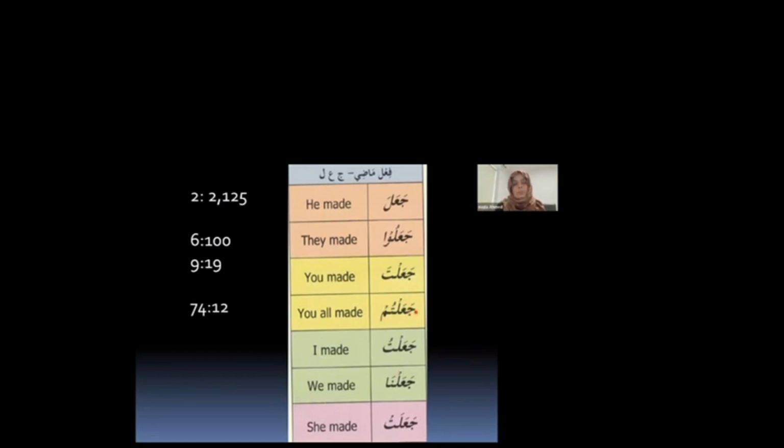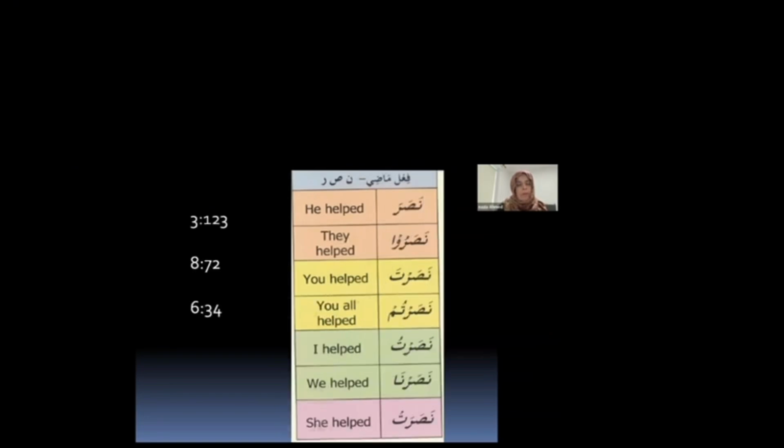Ja'altum. Surah number 74, ayah number 12. Ja'altu, first person, yes. Ja'altu, this one. Okay? Surah number 3, ayah number 123. Nasara. You can see the very first form.